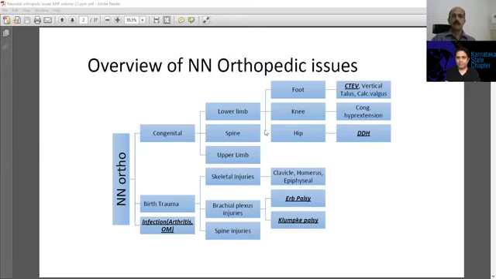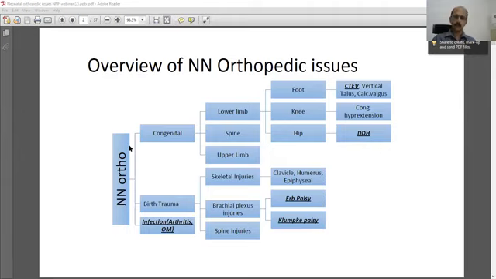Okay, so it's a wide topic. The orthopedic part of neonatology, neonatal orthopedics, can be divided into congenital issues, birth trauma related issues, and infection related issues. The congenital issues again can be grouped into lower limb, spine, and upper limb.